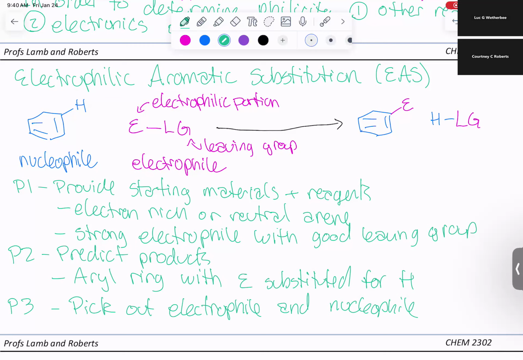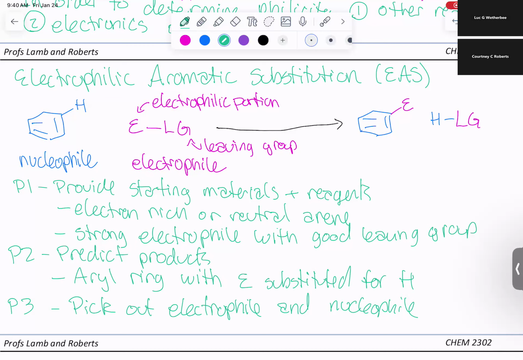because that's P4. I'll let you all get a second to catch up on writing. The dreaded arrow pushing question.